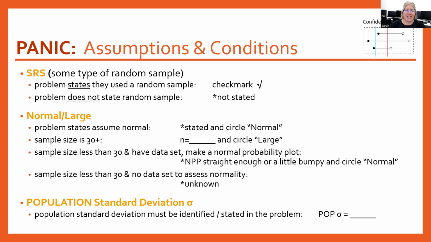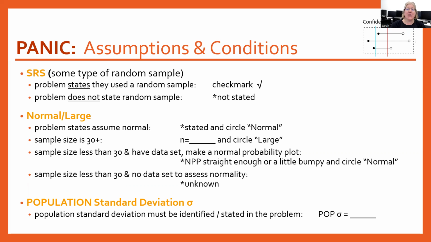So when you list these out, I usually write SRS. And then if it's stated in the problem, I put a check mark. If it's not stated in the problem, I put a star. So this should be really familiar from the experiments in chapter 9 where we were noting that as well. Then I write normal and large. If the problem states that this is a normally distributed population or that you can assume that, I just circle the word normal and I put a star and put stated.